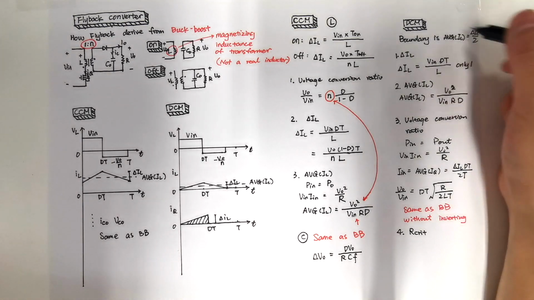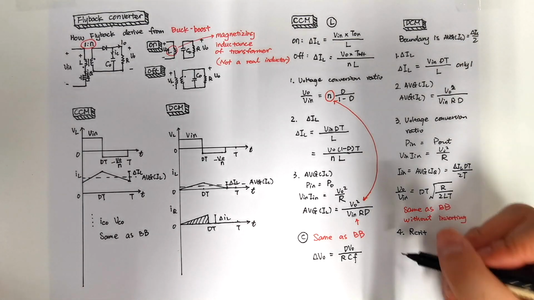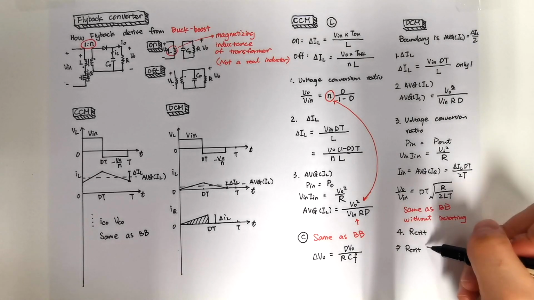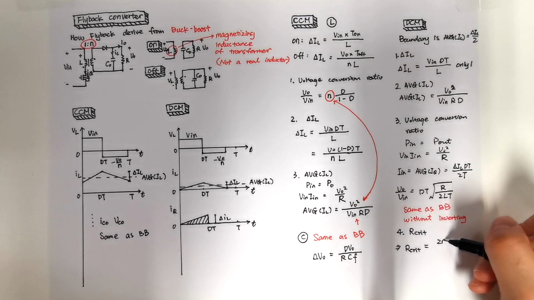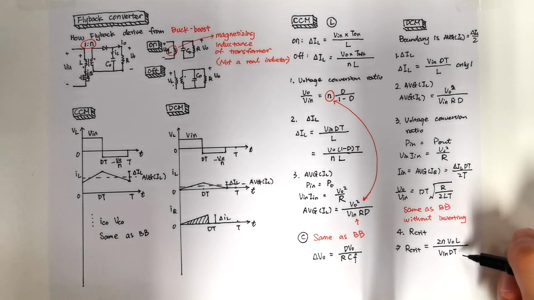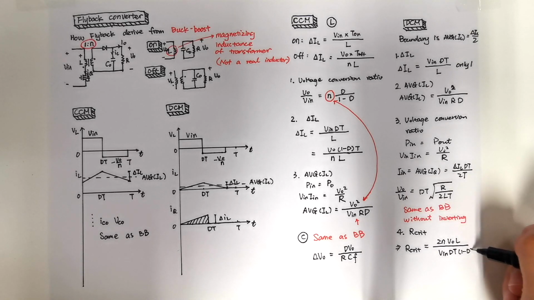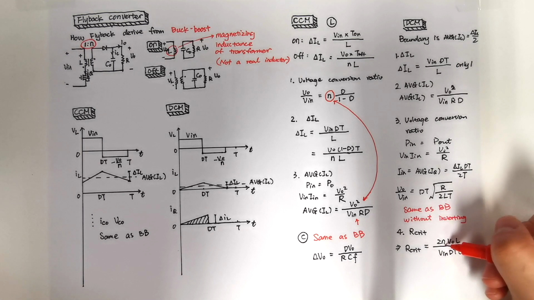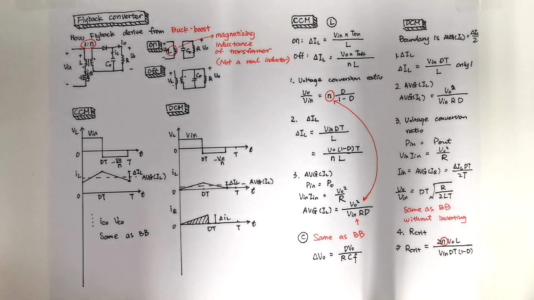So by using this boundary, we can calculate our critical resistance is equal to 2N V out L divided by V in times d T times 1 minus D. And again, this formula is very similar to buck boost, only we need to multiply by N here. So this is all about the flyback converter.